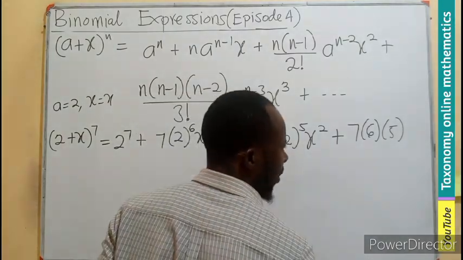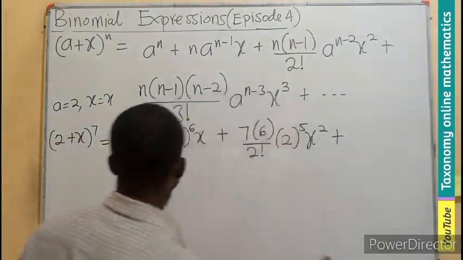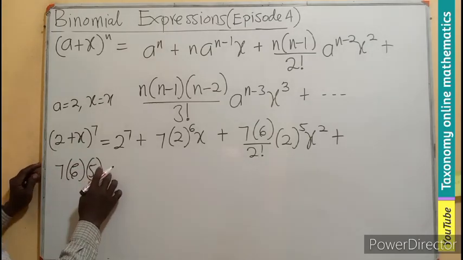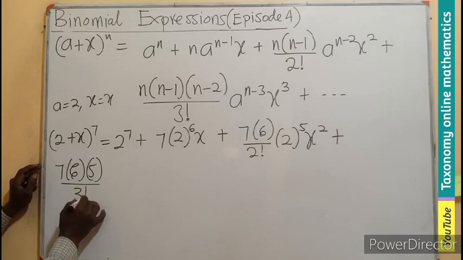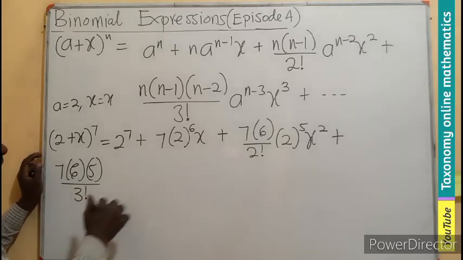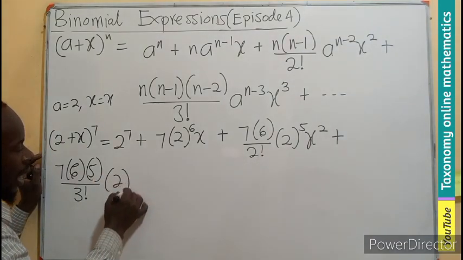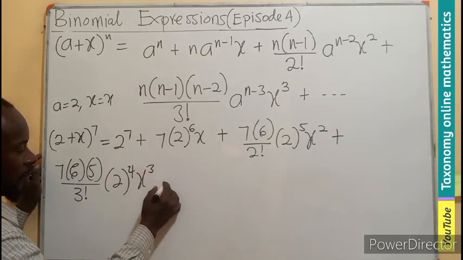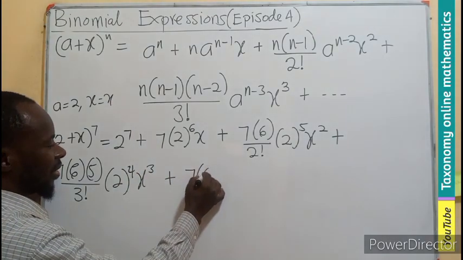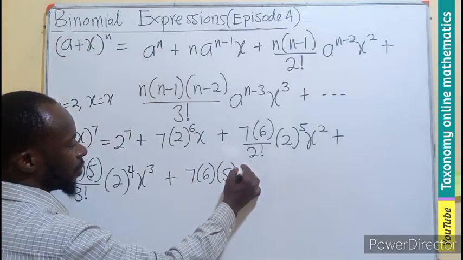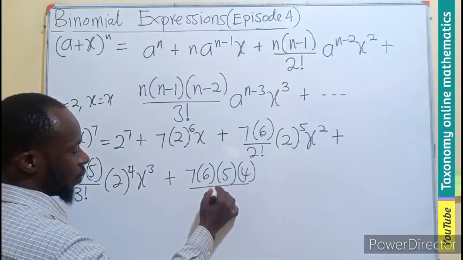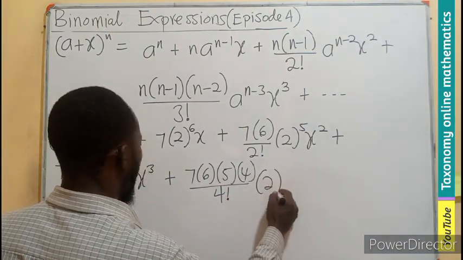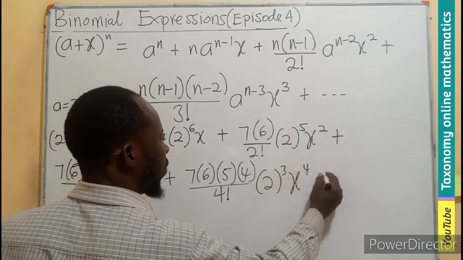Then we have our, let's bring it down. That will be 7, 6, 5. Then this is going to be factorial of 3. Then this is our 2 exponent of 4, then x exponent of 3, plus 7, 6, 5, 4, factorial of 4. Then what do we have? We have our 2 exponent of 3, x exponent of 4.